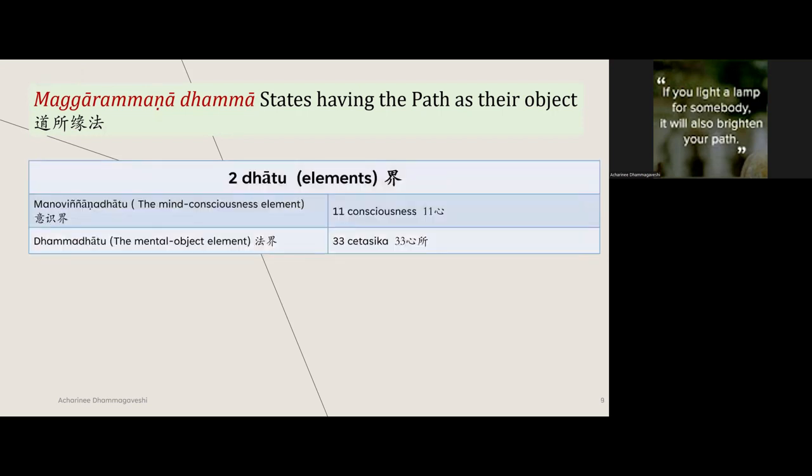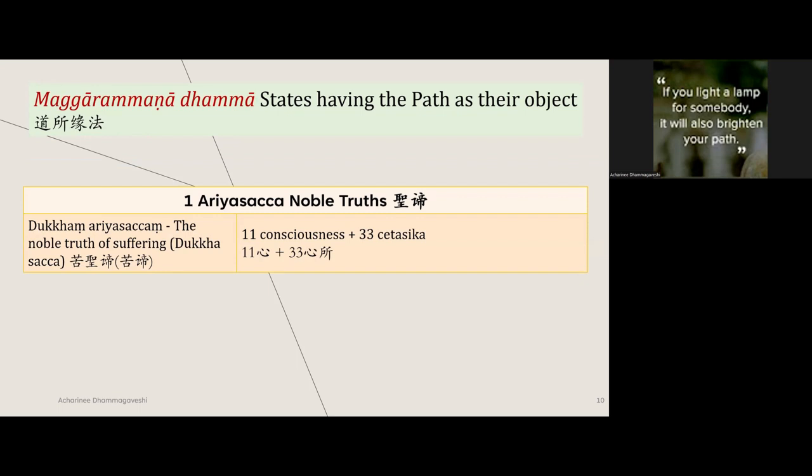The dhātu are also similar. We get 2 dhātu. The 11 consciousness are classified under Mano viññāṇa dhātu, and the 33 chetasika are classified under Dhamma dhātu. We get only 1 Ariya sacca. All of these dhammas are mundane chitta. The 11 consciousness and the 33 chetasika are classified under Dukkha sacca.